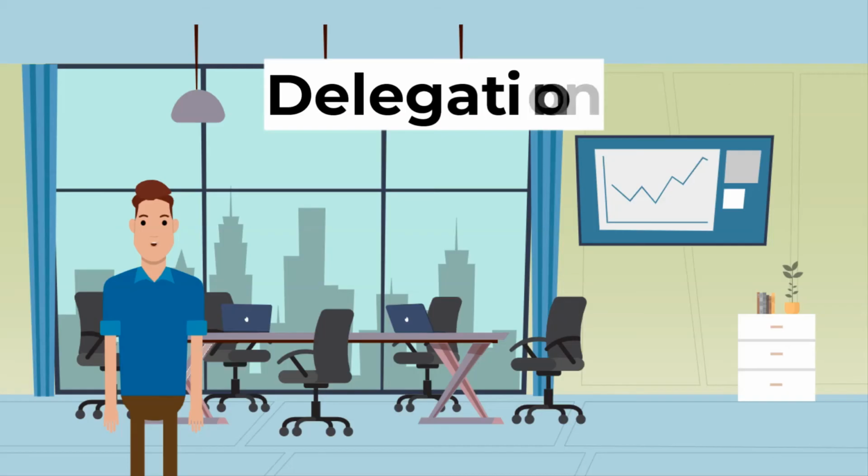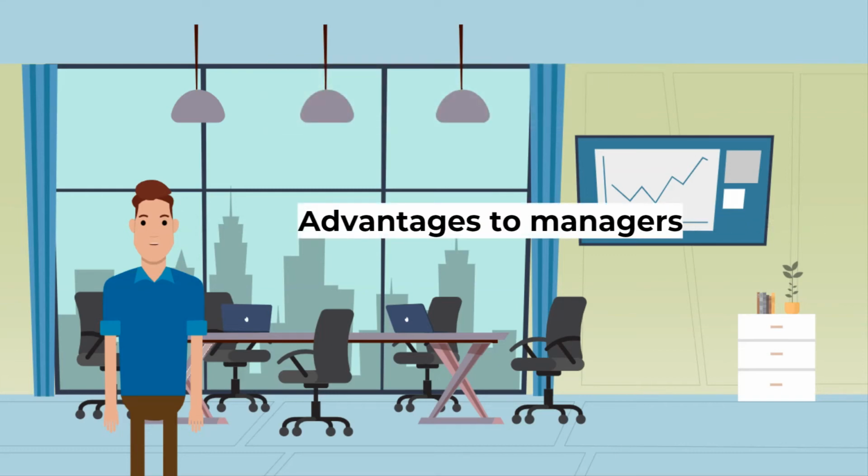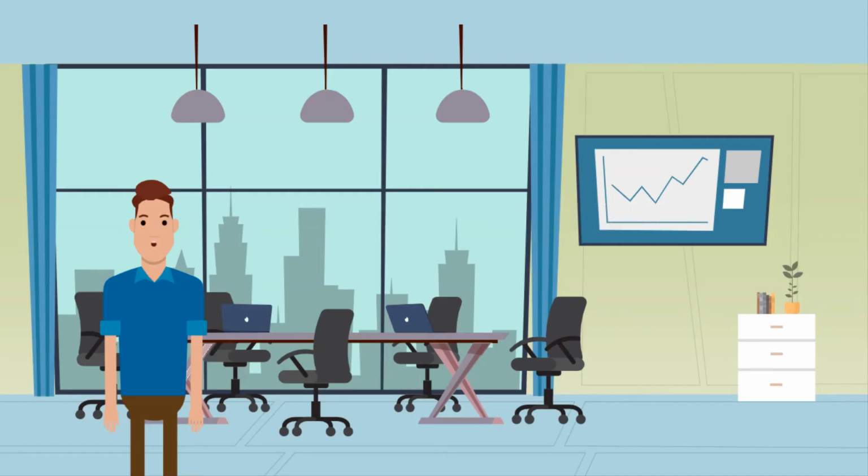Next, let's move on to delegation. Delegation is giving a subordinate the authority to perform some tasks. What are the advantages to managers? Managers cannot do all work by themselves. Managers can measure the efficiency and effectiveness of their subordinates' work. However, managers may be reluctant to delegate as they may lose their control over the work.